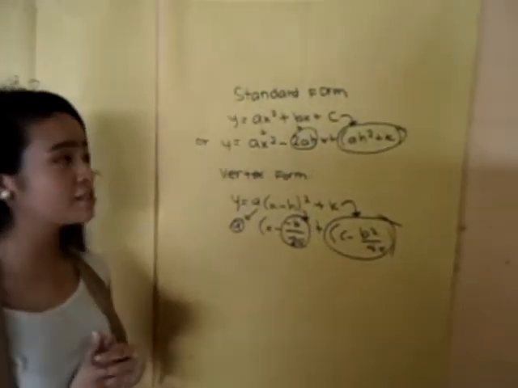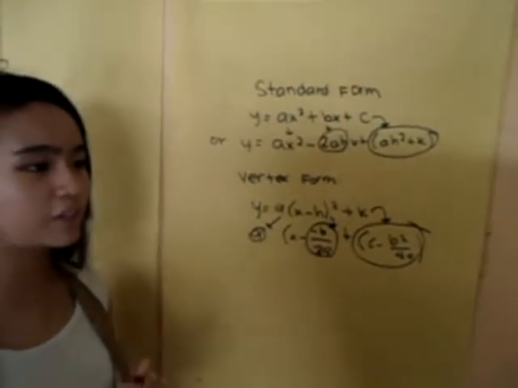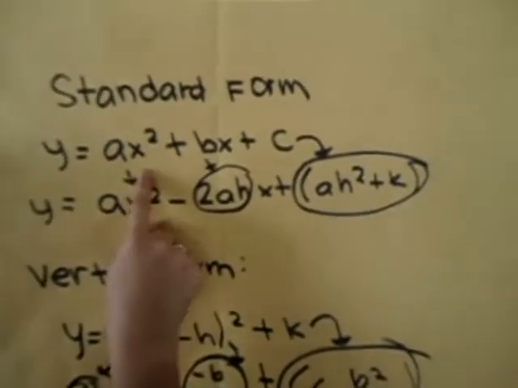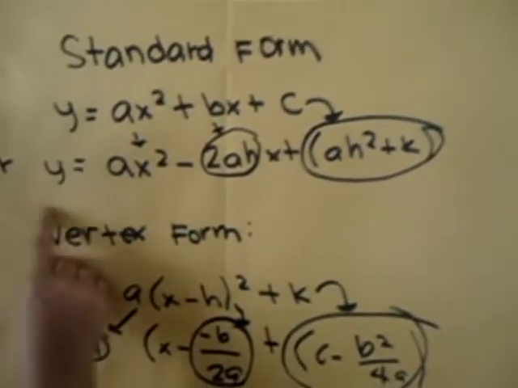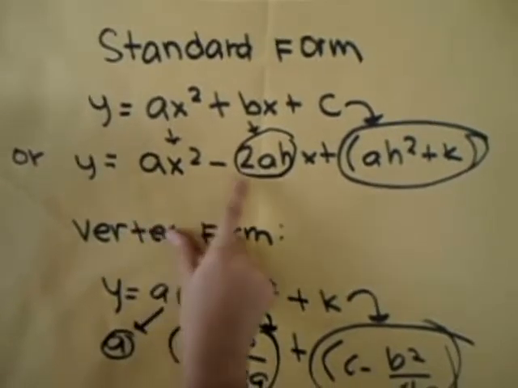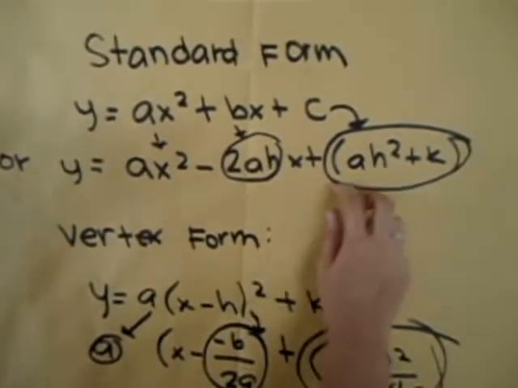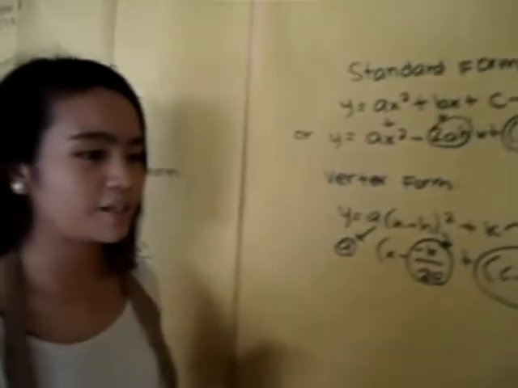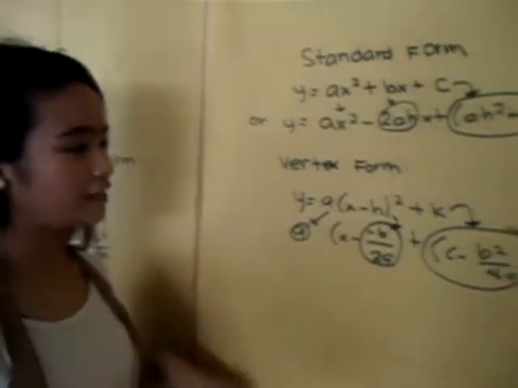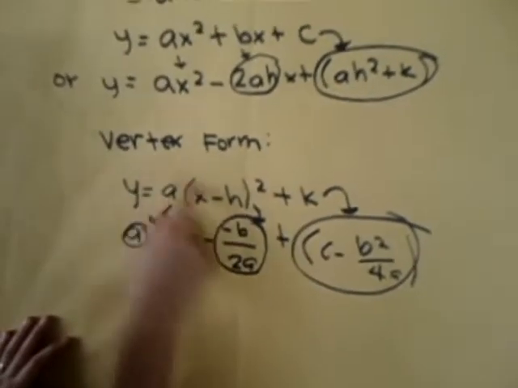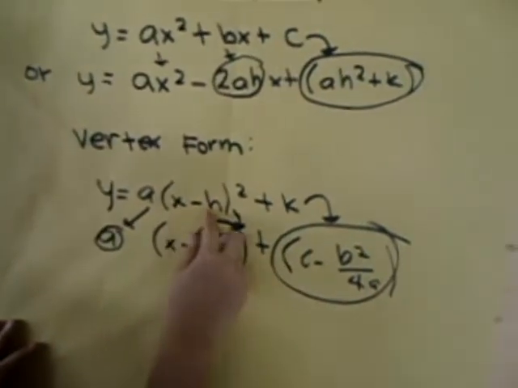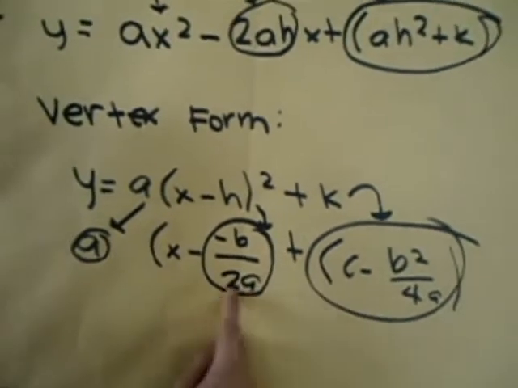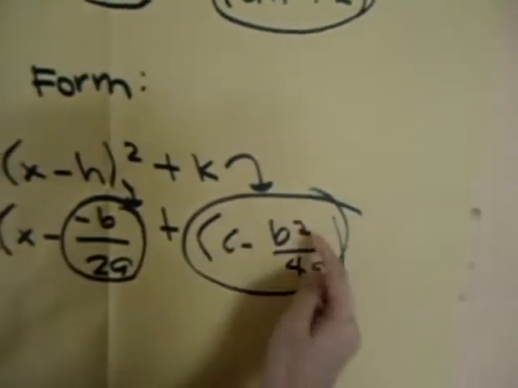Now, to conclude this topic, in sum, you can write the standard equation for a parabola in standard form: y equals ax squared plus bx plus c. Or we can write it as y equals ax squared minus 2ahx plus ah squared plus k. And you can write the equation for the same parabola in vertex form: y equals a times x minus h squared plus k. Or a times x minus negative b all over 2a, squared, plus c minus b squared all over 4a.